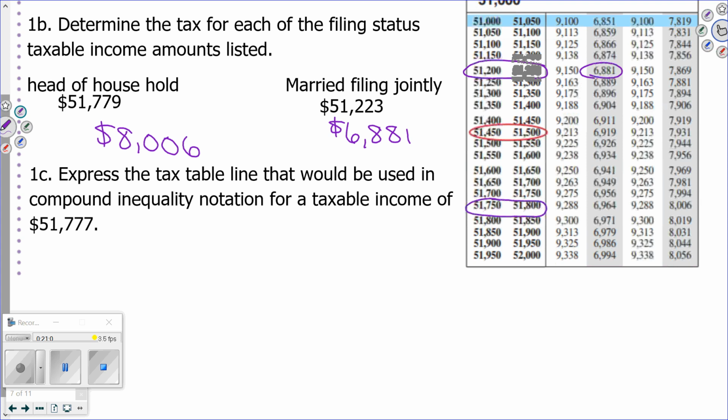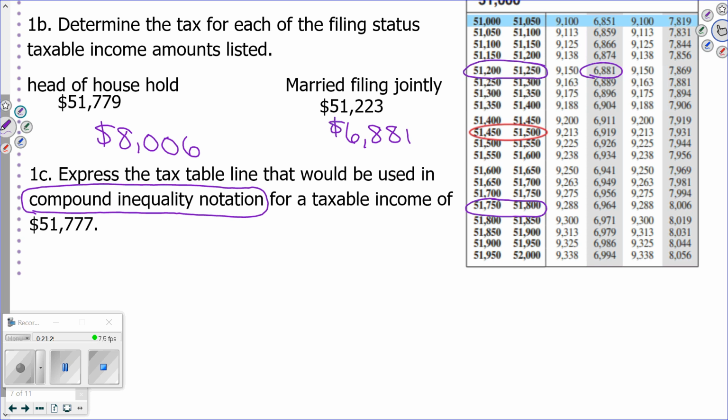Express the tax table line that would be used in compound inequality notation for a taxable income of $51,777. Right? Compound inequality notation. Do you know what inequalities are? Yeah, little Pac-Man. We know this. Less than, equal to. I call them Pac-Man because they're easier to make Pac-Mans out of.